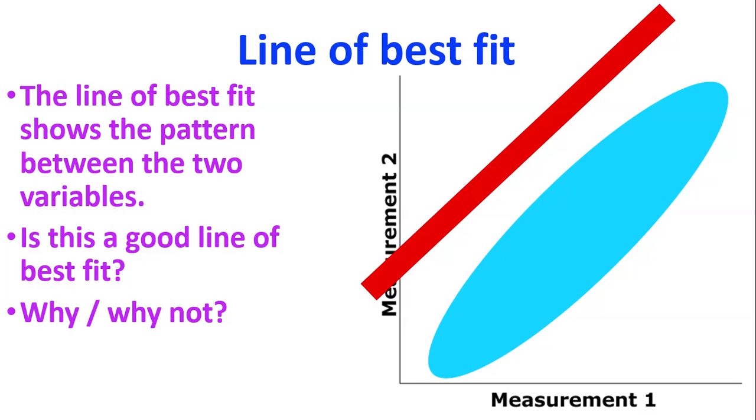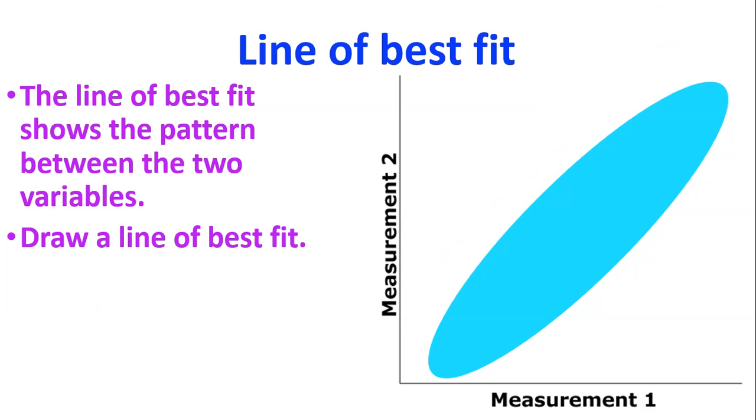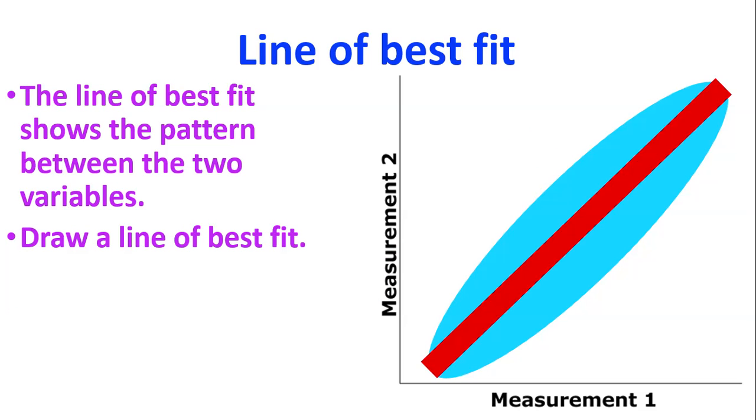And when I look at that, I think, well, at least it's going in the right direction. So yes, it's going the same direction as my pattern, and that's a good thing. However, it's above my pattern. It's not going through my pattern. So it's not as representative as I'd like it to be. So let's try this again.